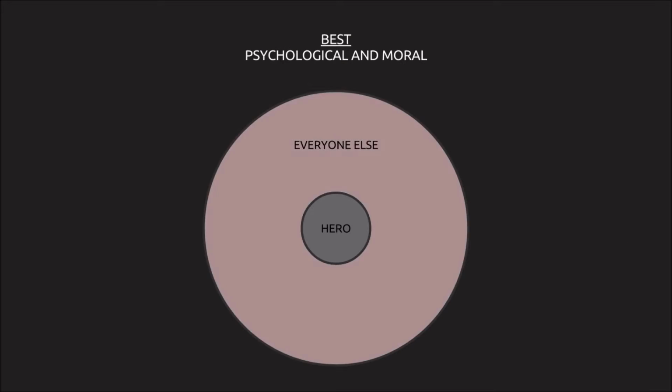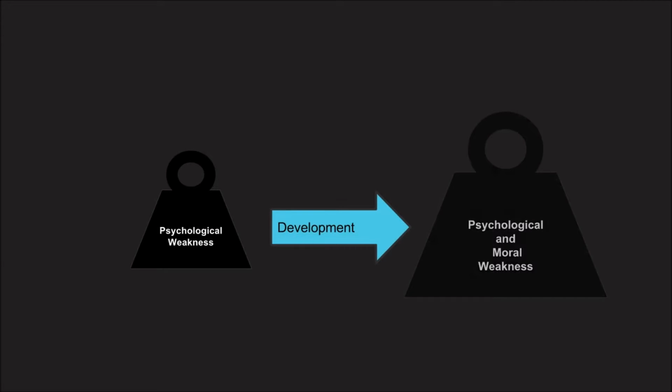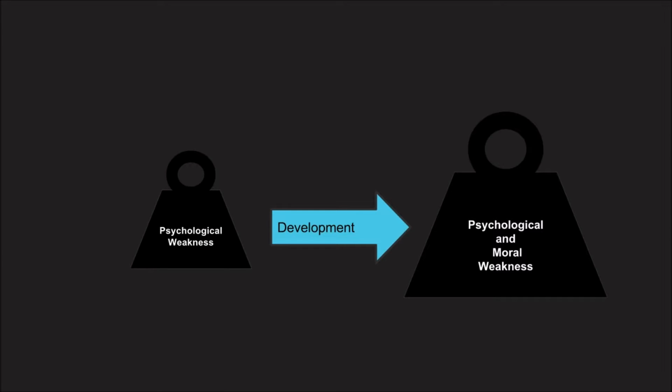It is best that the hero has both a moral weakness and a psychological weakness. But Truby goes on to say that any psychological weakness can be developed to become a moral need as well. And I believe that taking a psychological need and elaborating on it to become a moral need is an important technique to integrate into your character development.